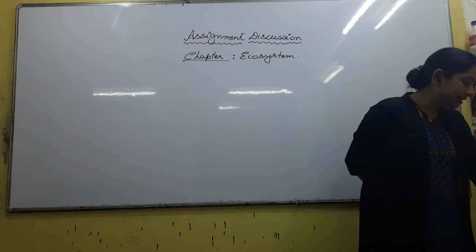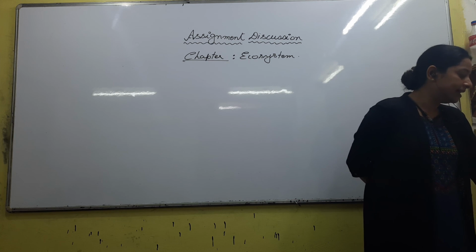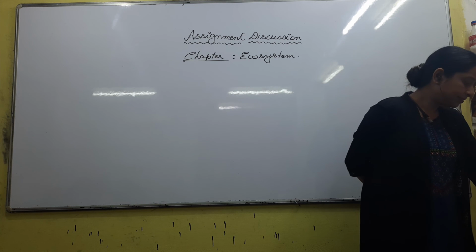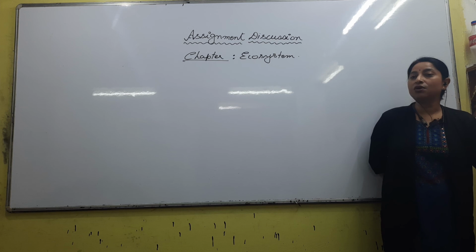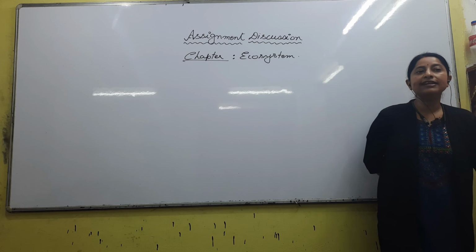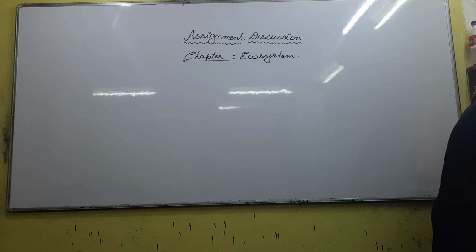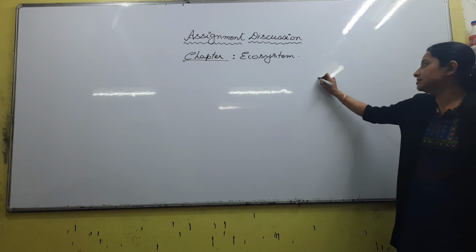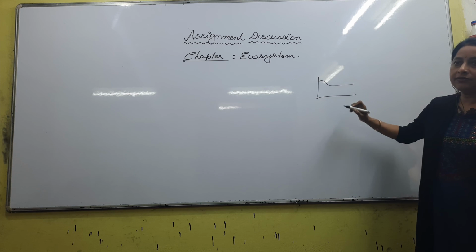Question number 17. Which of the following types of ecosystem is expected in an area where evaporation exceeds precipitation? Desert. The zone at the edge of a lake is called the zonation of a lake. We did this, right? The diagram is something like this.